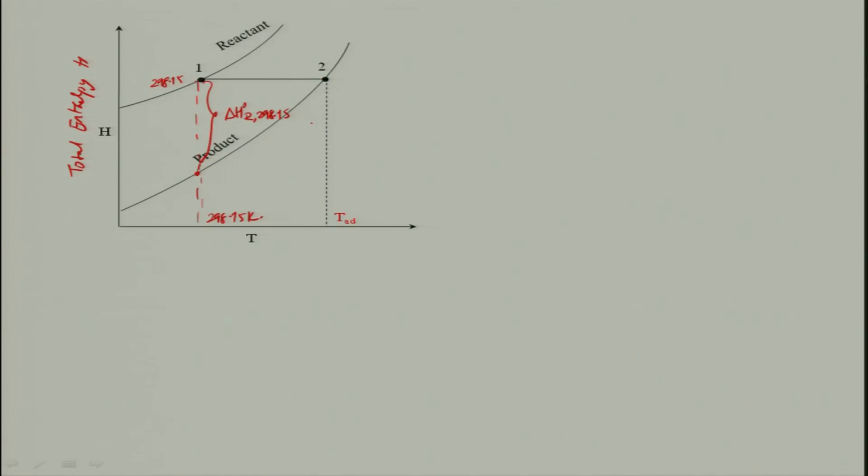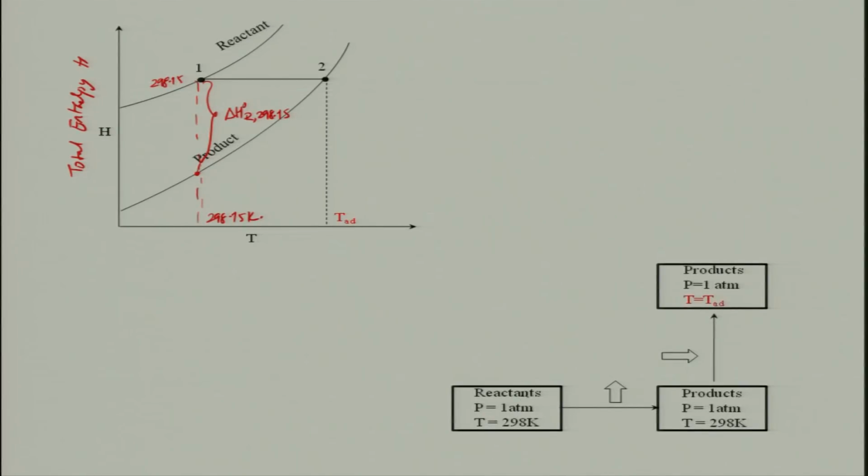So, more pictorially, if you want to say, the reactant at 1 atmospheric pressure and 298.15 Kelvin goes to the product, and this is the heat of reaction. And then this heat will be utilized to take this product to T adiabatic. This is just to explain to you, but in an actual situation, is it happening? No, it is just to explain. Is that clear?